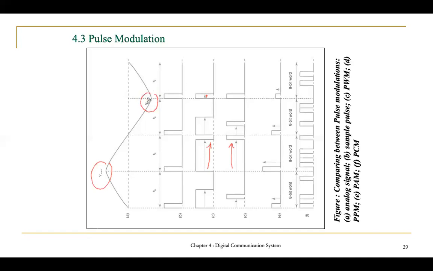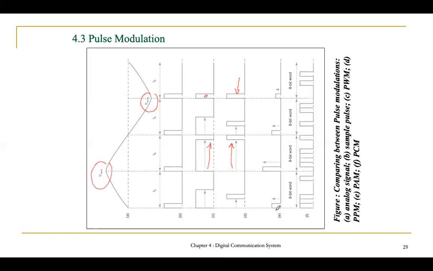So the smaller the amplitude of the analog signal, the farther to the left are the pulses. Okay. So the parameter that is changing here is the position. The width and the amplitude of the pulses are constant.